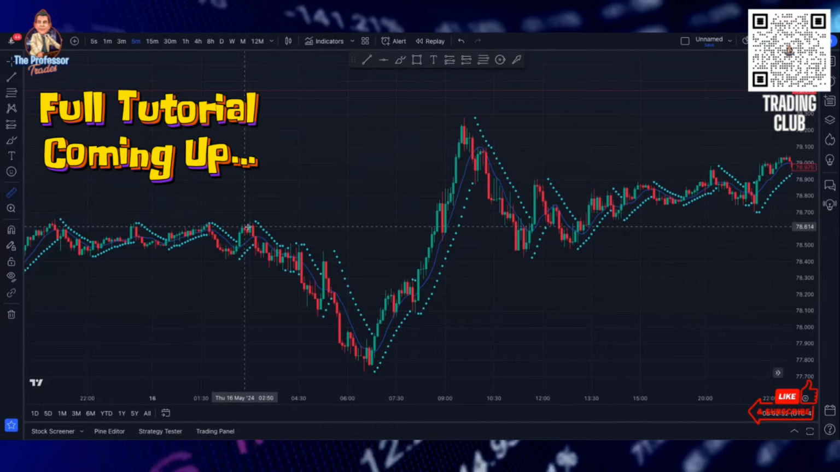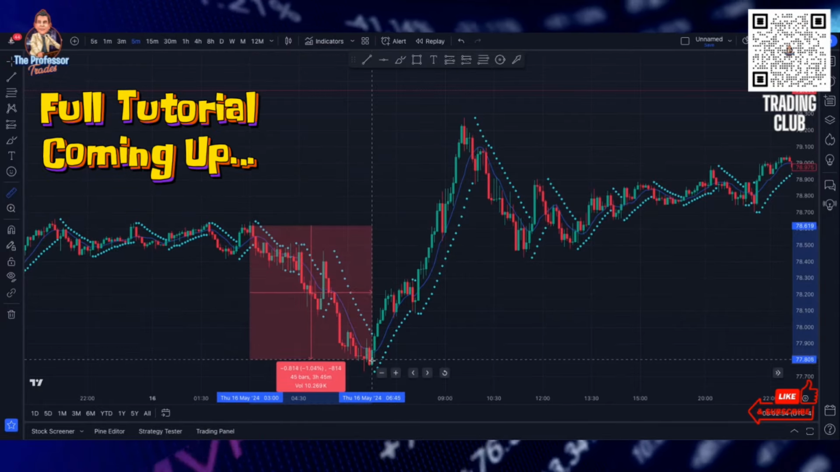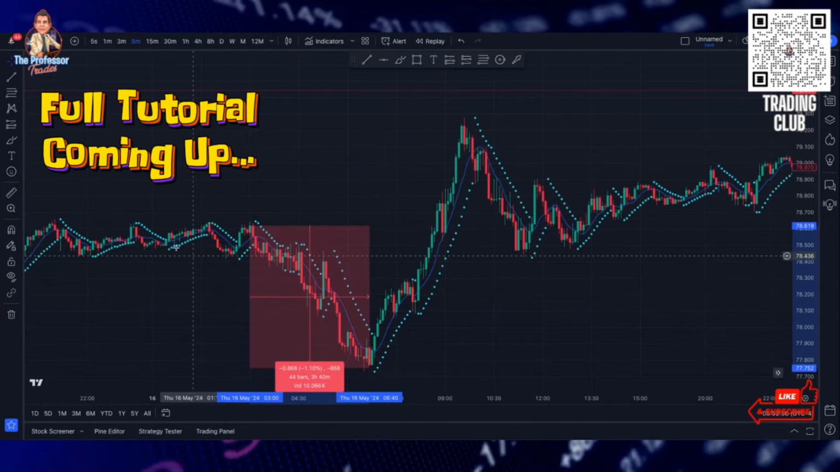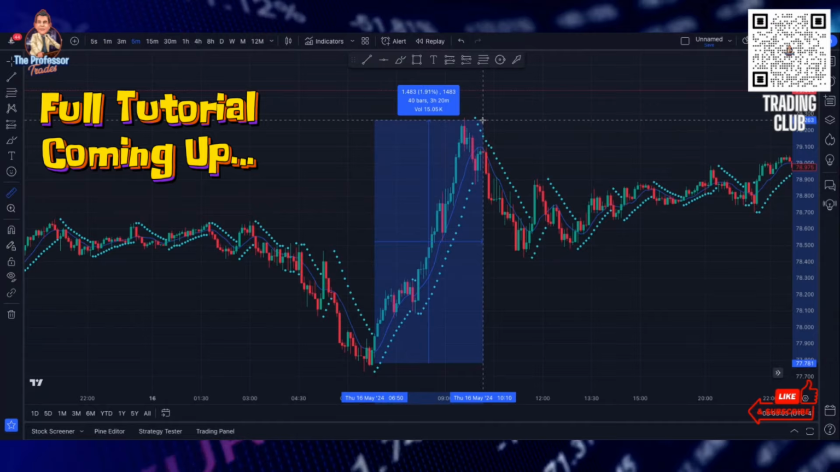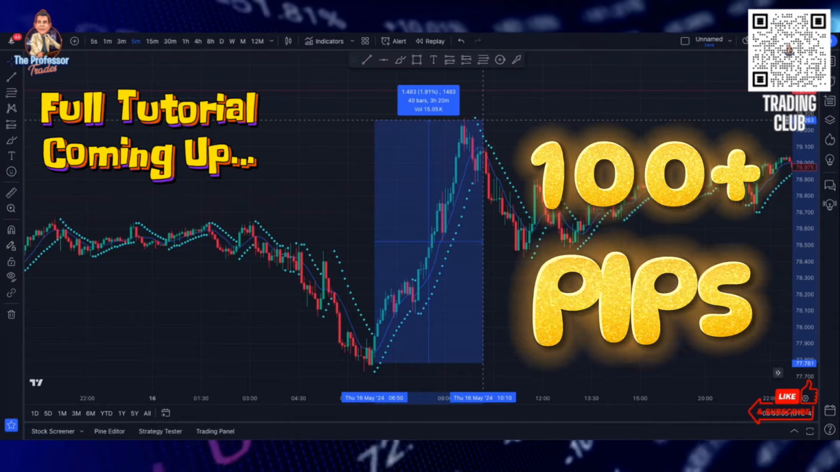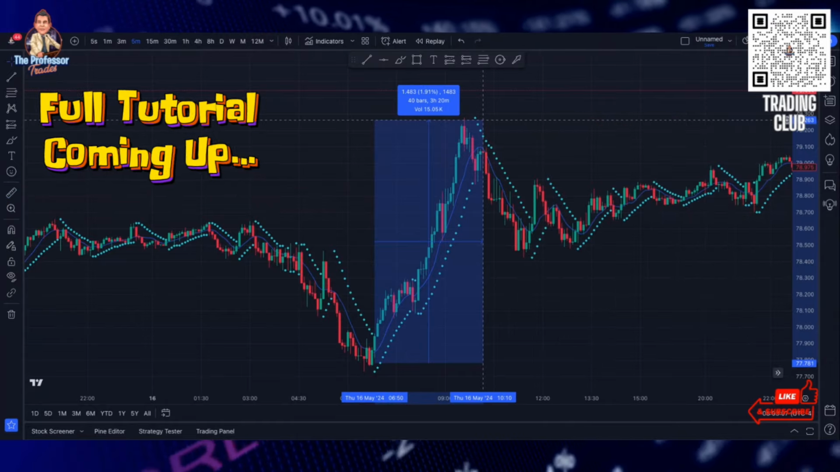So on this sell opportunity, you had the opportunity for 86 pips. On this buy, there was an opportunity to trail this for over 148 pips on crude oil.